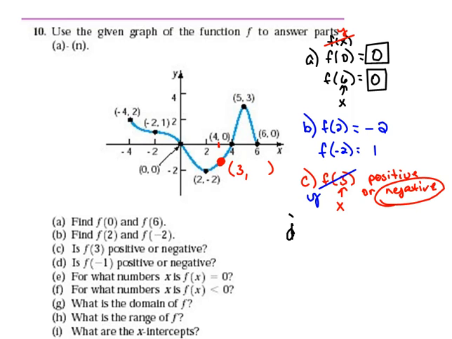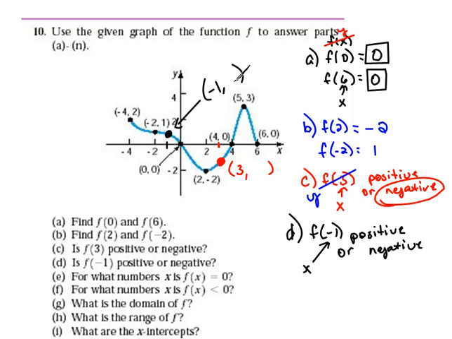Now what about the next part, part D says, is the f of negative 1 positive or negative? Again, we're going to go with this same exact scenario. They've told us an x value here of negative 1. So where x is negative 1, we'd go over on the x-axis, right about here. But on our curve, we're talking about this point right here. That would be the point where x was negative 1 and y was something else. We don't know what that y is, but since it's above the x-axis, that has to be a positive y value.